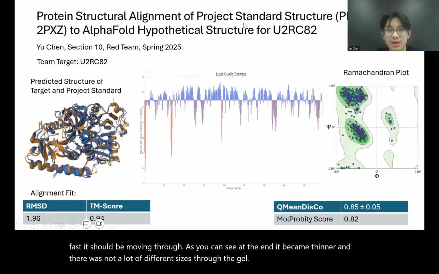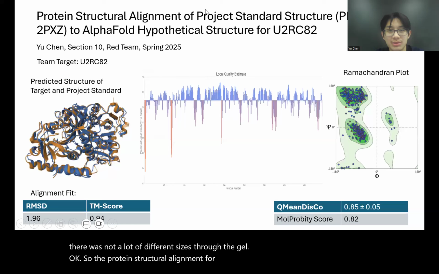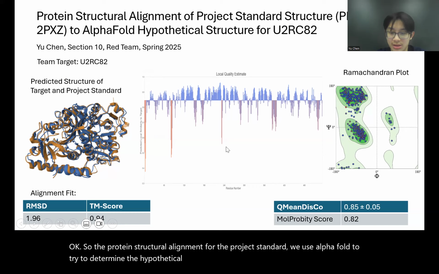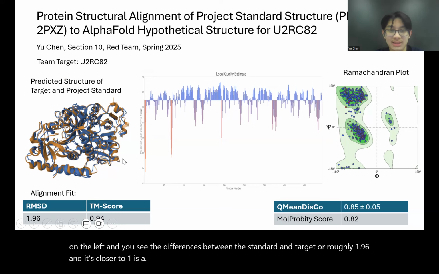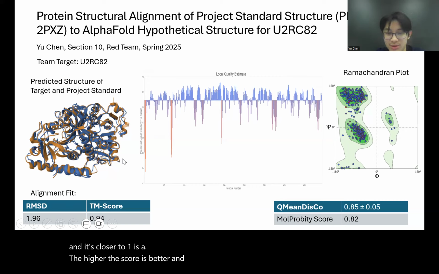So for the protein structural alignment for the project standard, we use AlphaFold to try to determine the hypothetical structure. And the protein folding prediction is seen on the left. And you can see the difference between the standard and target is roughly 1.96. And the closer to 1, the higher the score, the better. And then TM should be closer to 1. So it's pretty high.